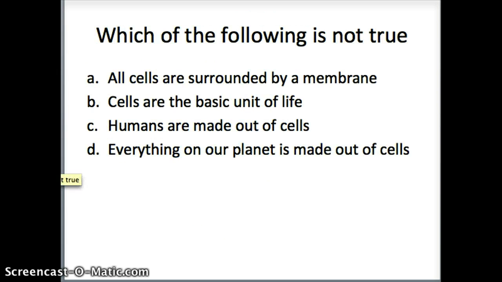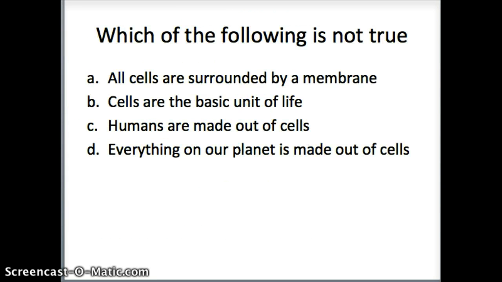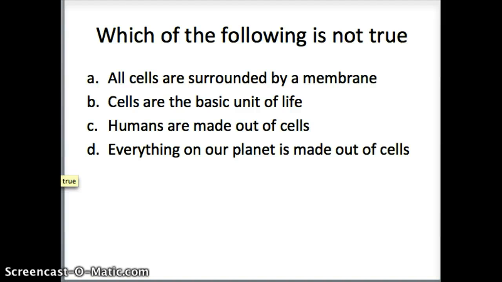B, cells are the basic unit of life. We see that here. Cells are the basic unit of life. C, humans are made out of cells. Humans are alive. They're an organism, so they must be made out of cells. All life forms are made up out of cells. D, everything on our planet is made out of cells. That is not true. Every living thing on our planet is made out of cells. But if you look at plastic, if you look at metal, if you look at a lot of things that are not alive, they are not made out of cells.